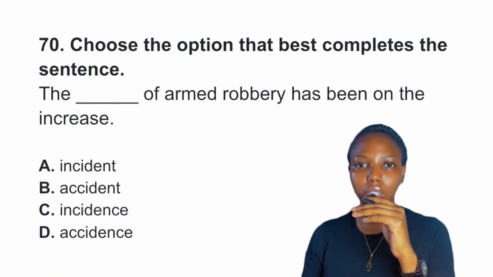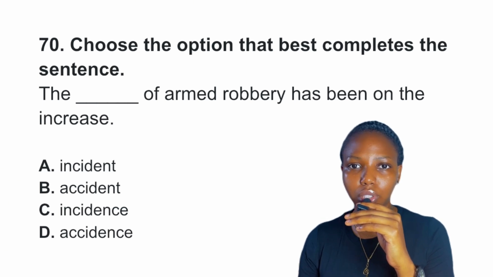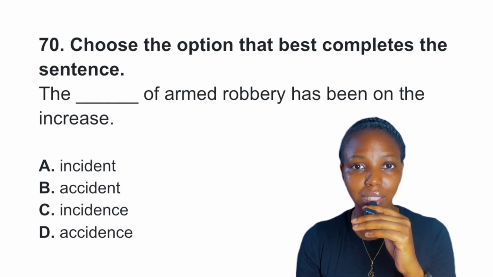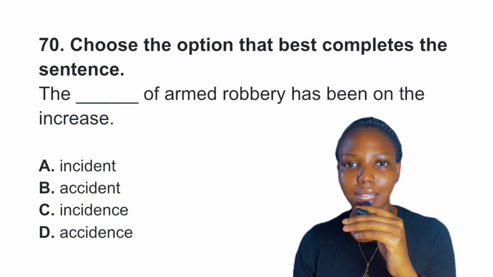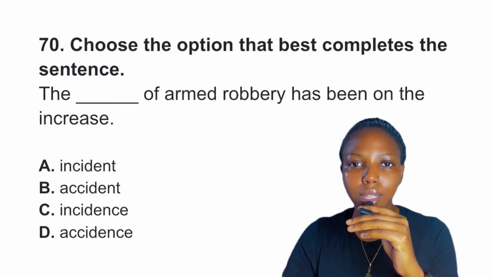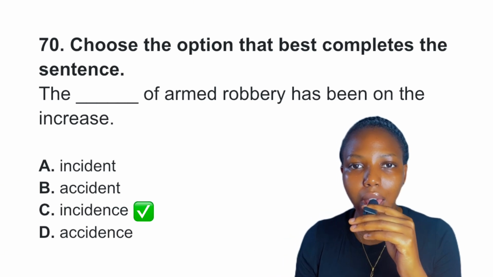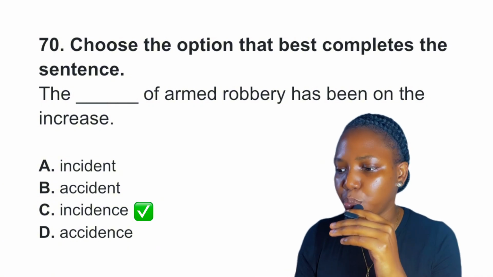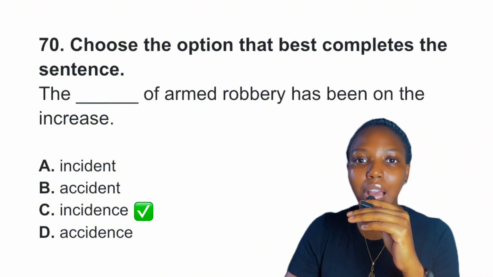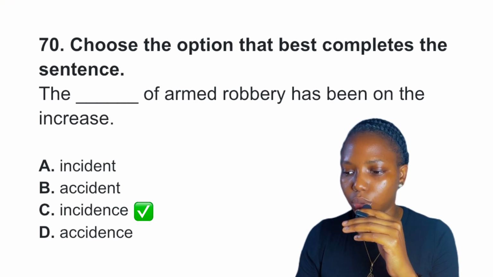Accident is an unintentional event that causes or leads to injury and damages. She broke her leg in a car accident. Option C we have incidents. Incidents is used to refer to the frequency of something or the occurrence of something, so a number of cases over time. And that's the answer to this question, right? Because from the question we see has been on the increase. So something has been happening often, right? So that's the answer to this question.